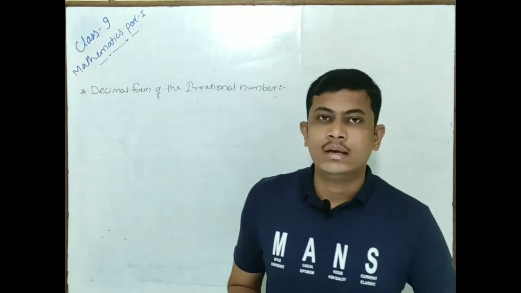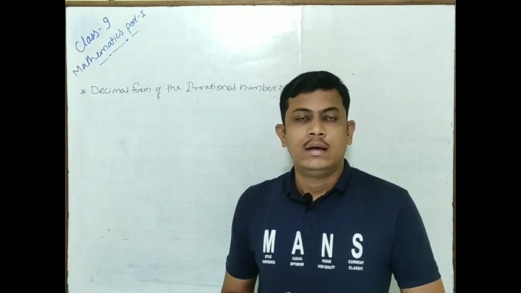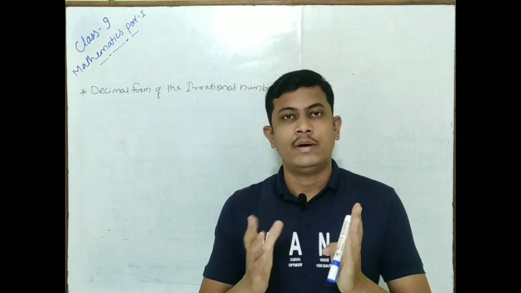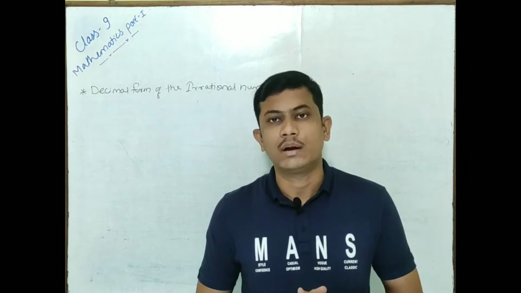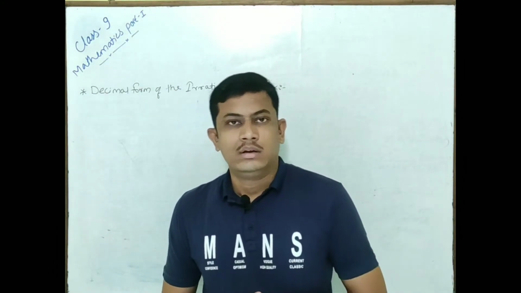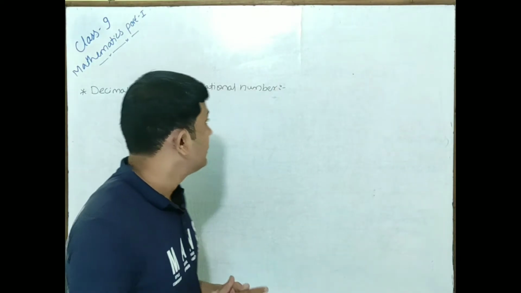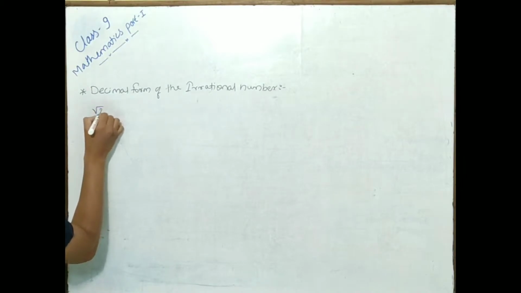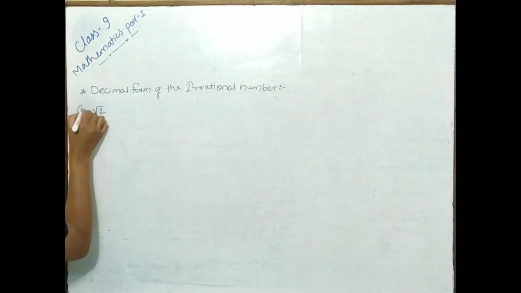Here we have to find the decimal form of the irrational number. As compared to the rational number, which was in the form of p upon q, where we found the decimal expansion of the rational number, now we have to find the decimal expansion of the irrational number. So let's see. Consider here root 2. We have to find the value of root 2.